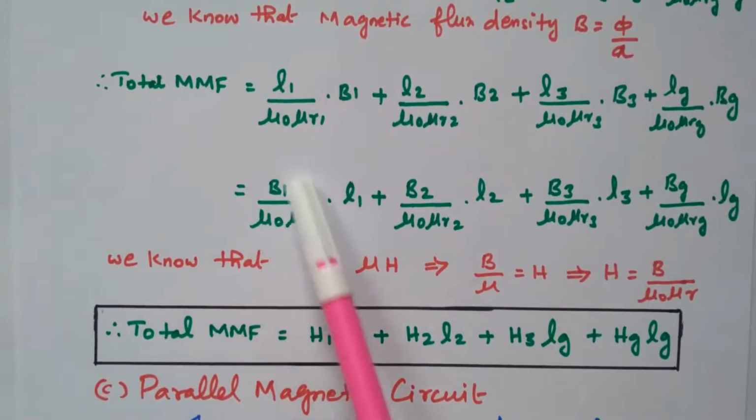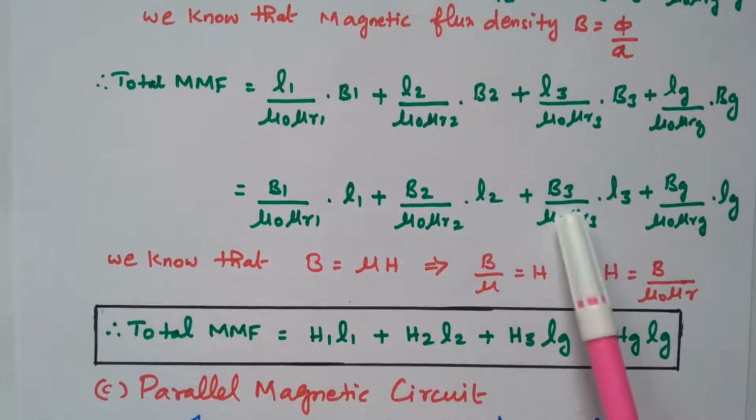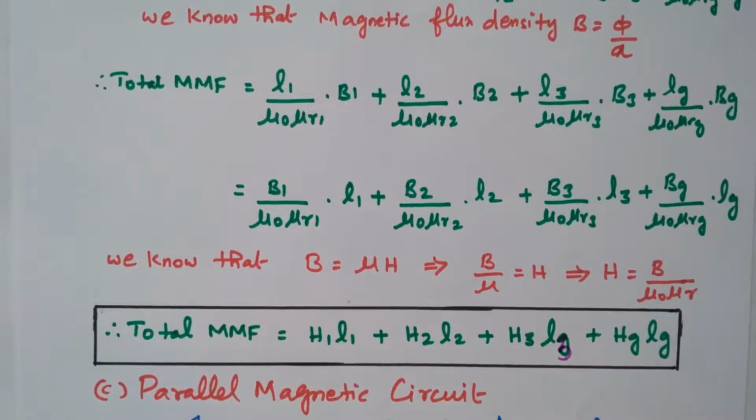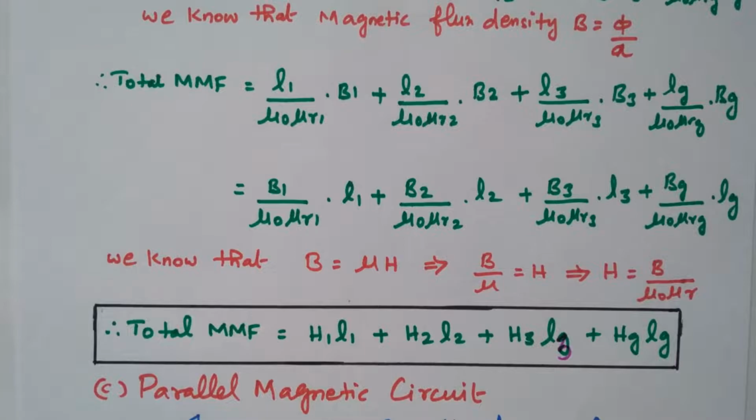So what will happen? This is H1, this is H2, H3 and Hg, so that H1 into L1 plus H2 into L2, H3 into L3 plus Hg into Lg. This is 3, not Hg, this is H3. So now we got the total MMF for a series circuit. The total MMF is nothing but the sum of individual terms because it is connected in series, so all are added together. Now we'll go to the parallel magnetic circuit.